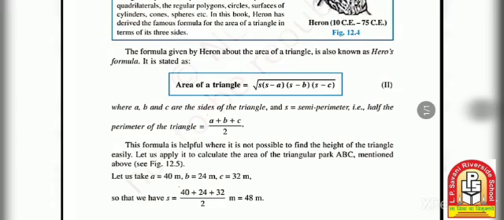Let's solve one example. If one triangle has side a equal to 40, b equal to 24, and c equal to 32, then first of all we have to find the small s, the half perimeter of the triangle. That is (40 plus 24 plus 32) divided by 2, which is 48.